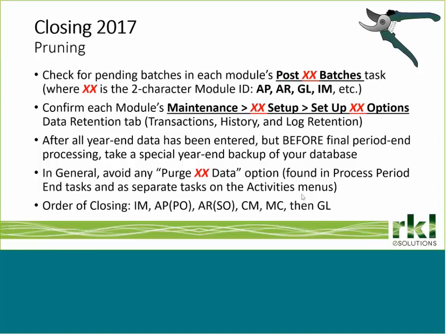Just a refresher, if you don't know, our recommended order of closing modules is to do inventory first, and then close the accounts payable module. Purchase order doesn't have a separate closing routine, so when you close AP, it automatically closes the PO module. Likewise, the next would be closing accounts receivable, which will also close your sales order module. And then if you're using cash management, that would be the next to close. If you're using multi-currency, that would be next. And then finally, the general ledger module last. The manufacturing module, if you're wondering why you don't see it here, is because it doesn't have a period end task. So if you're a manufacturer, you won't have the option to do a period end close in manufacturing.